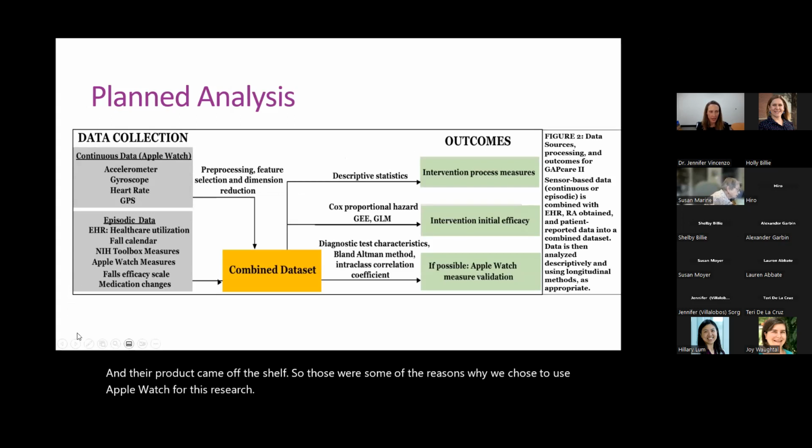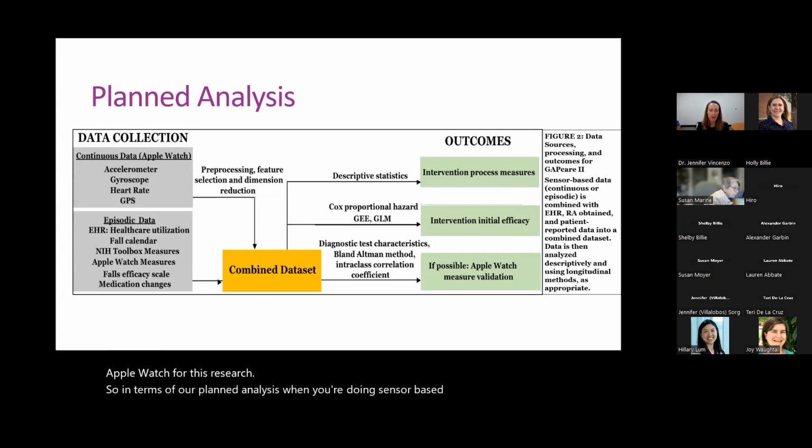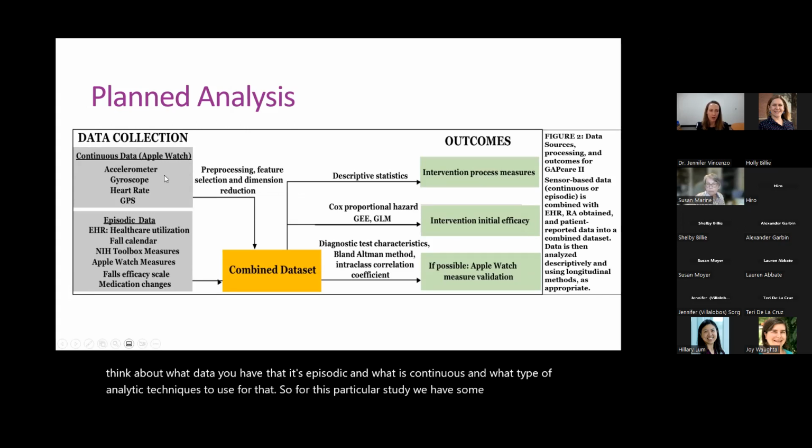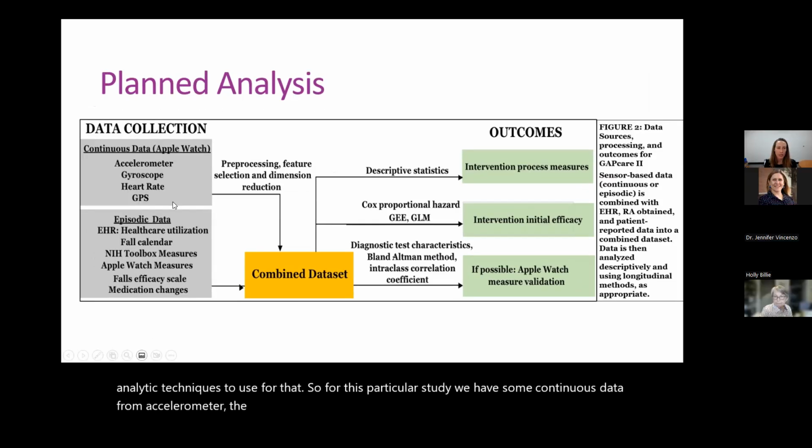In terms of our planned analysis, when you're doing sensor-based research, you have to think about what data you have that's episodic and what is continuous, and what type of analytic techniques to use for that. For this particular study, we have some continuous data from the accelerometer, the gyroscope, heart rate, and GPS. That requires pre-processing and feature selection and dimension reduction.